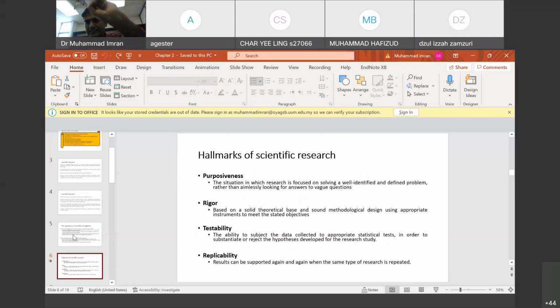Scientific research should be testability. Okay, scientific research should be replicability. Okay, first we clarify the purposiveness.